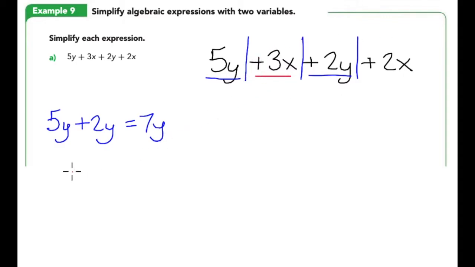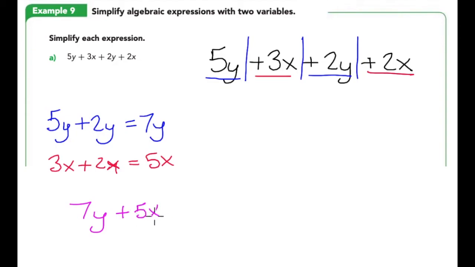Then we have a positive 3x and a positive 2x. When we combine 3x with 2x, that leaves us with 5x. So we are left with 7y and 5x once we combine our like terms, which means our simplified expression is 7y plus 5x or 5x plus 7y.